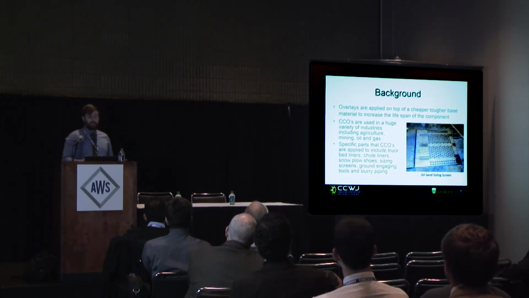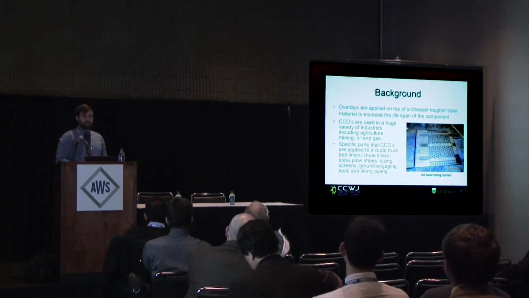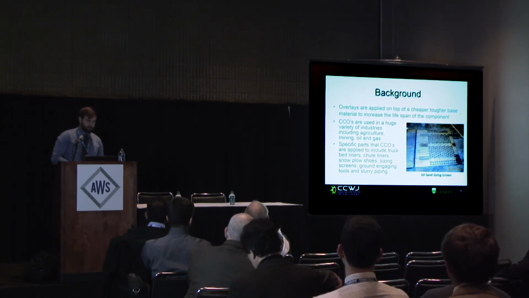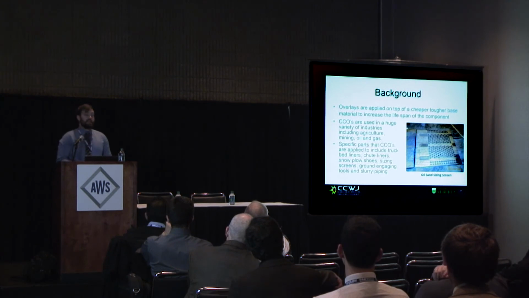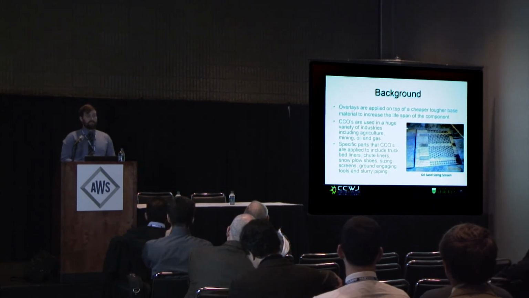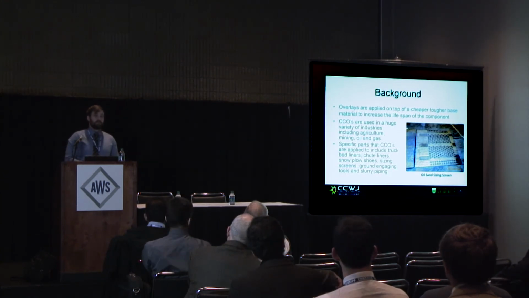Specific examples of their use are truck bed liners, and I'm not talking about pickup trucks here. I'm talking about those pictures where you see someone standing next to a tire and the tire's bigger. They line those dump trucks with chrome carbide overlays to protect them from wear. Also, throughout the processing of the oil sands, in chute liners, sizing screens, they also use chrome carbide overlays.